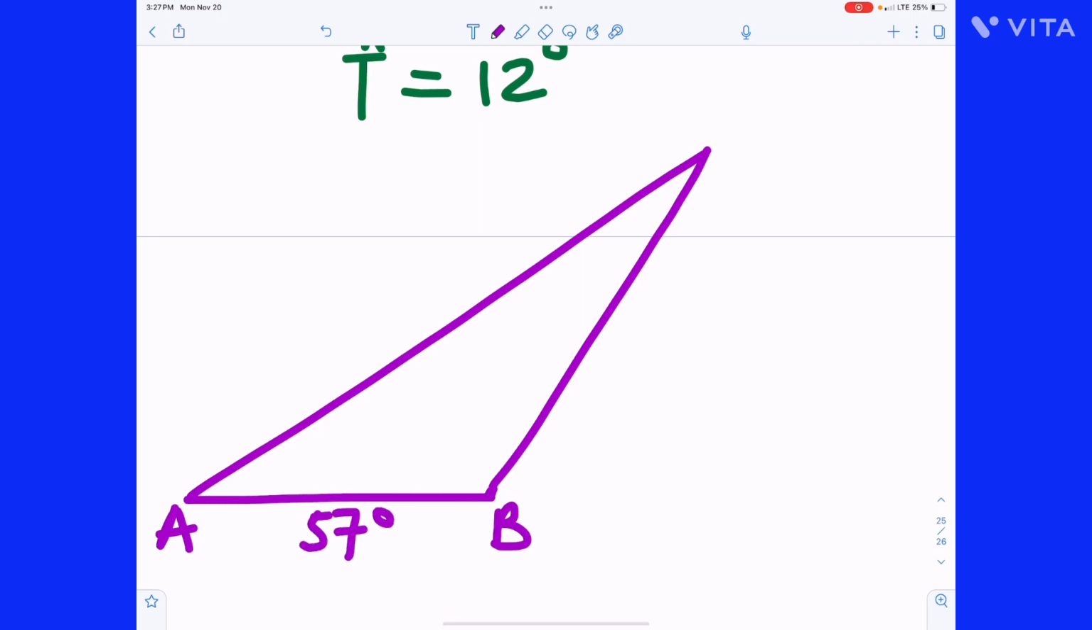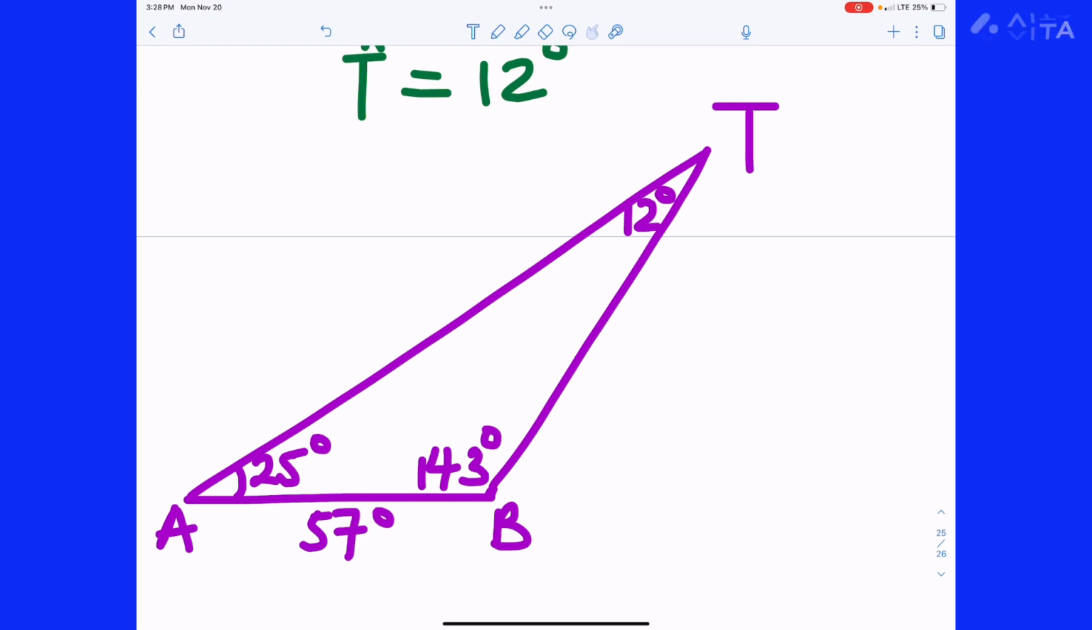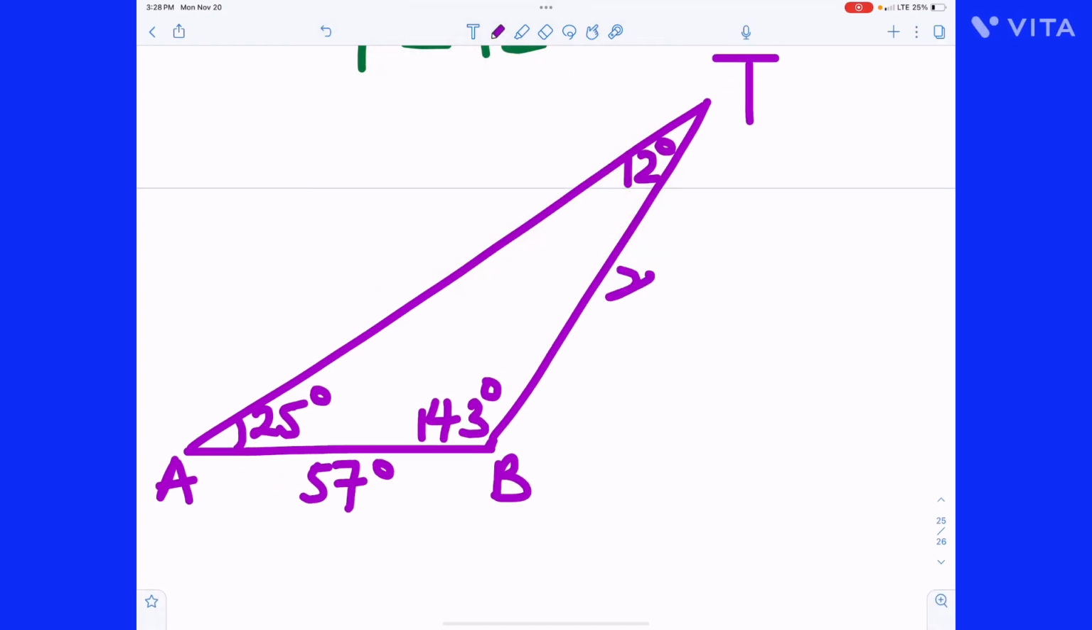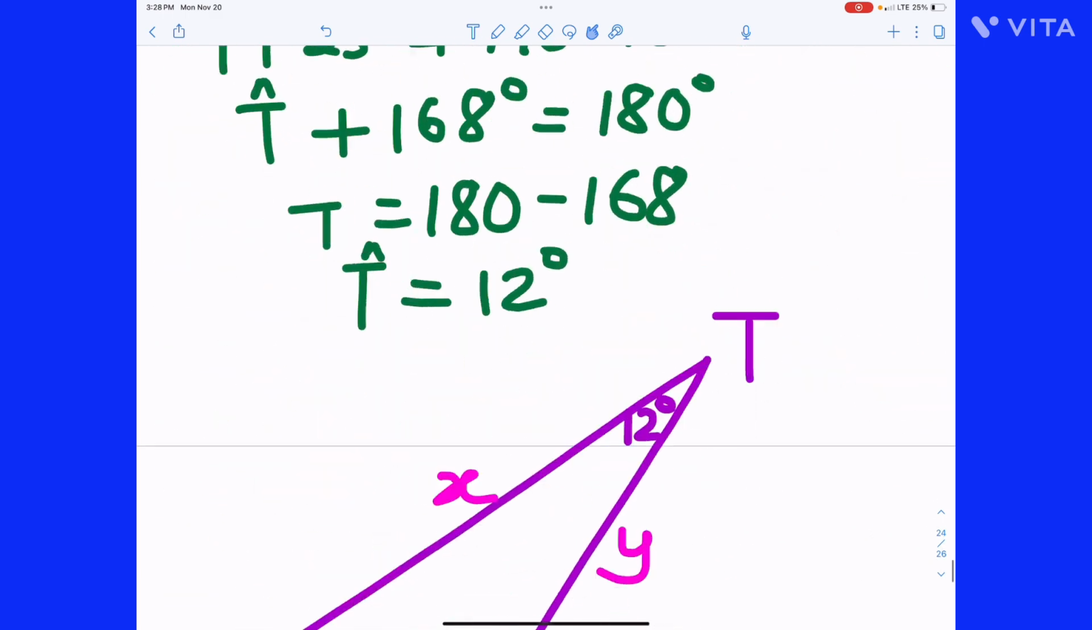57 degrees, 25 degrees, 143 degrees, T, 12 degrees. So, I think I have everything I need to get X and Y. Y, X. Am I keeping to the labels correct?